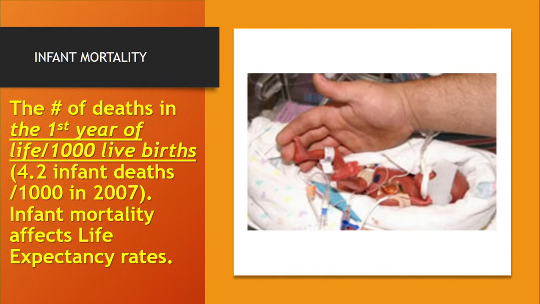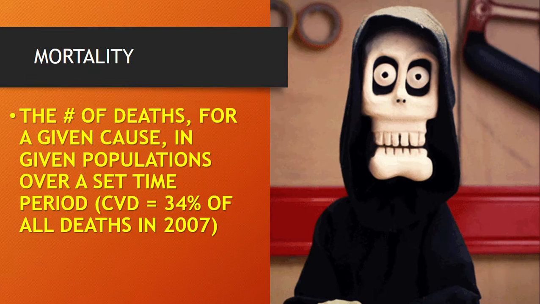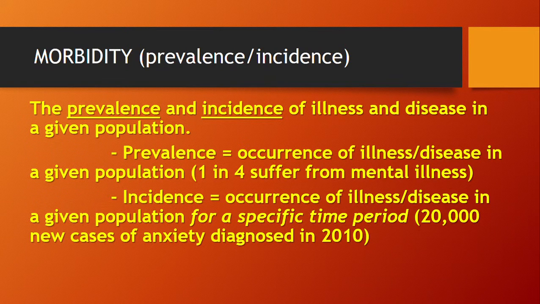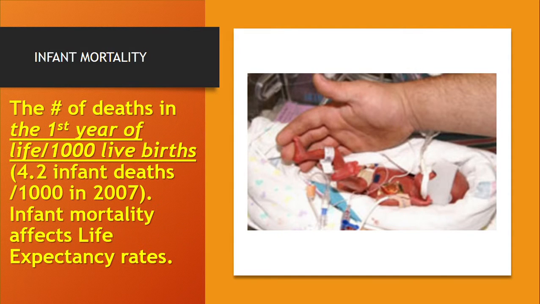Infant mortality is the rate of deaths in the first year of life per 1,000 live births. Okay, our infant mortality directly affects our life expectancy rate. And if we just go back to mortality, our overall trend is going down. For morbidity, our overall trend is remaining pretty stable. So some things are going up, some things are going down. So cardiovascular disease is actually going down. However, diabetes is actually going up.